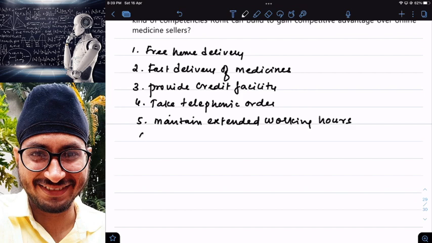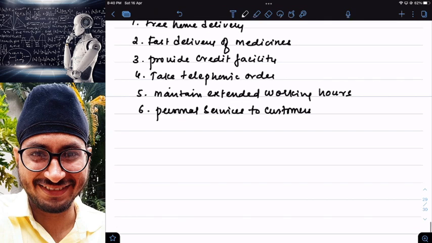Then provide personal services to customers. Even though you don't keep a particular medicine, since I am your regular customer, help me in getting that medicine. Try to get that medicine for me. Then I can give a discount policy. I can follow a discount policy based on what? Based on the number of orders you make, the value of the order and the quantity of your order.